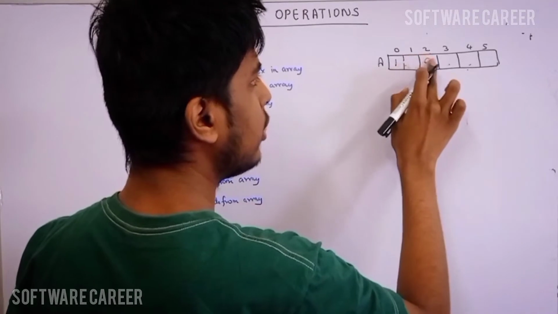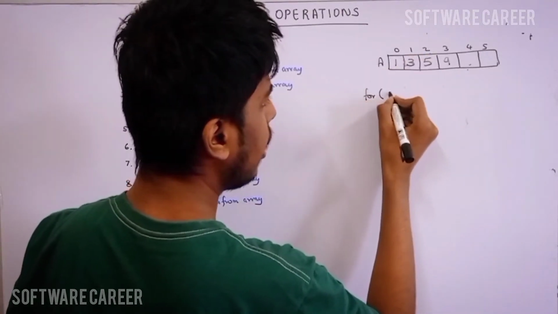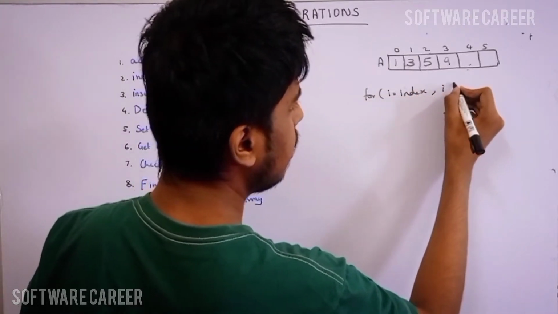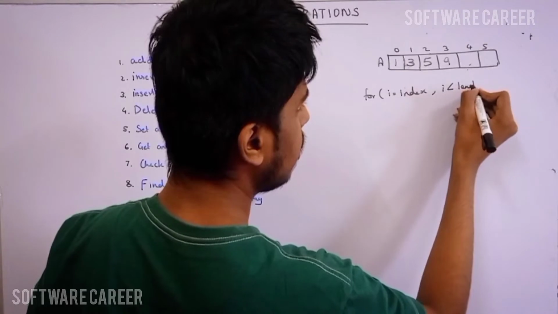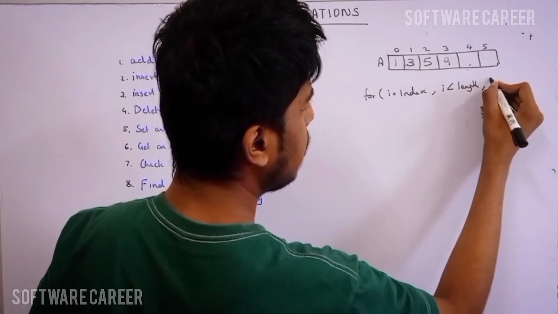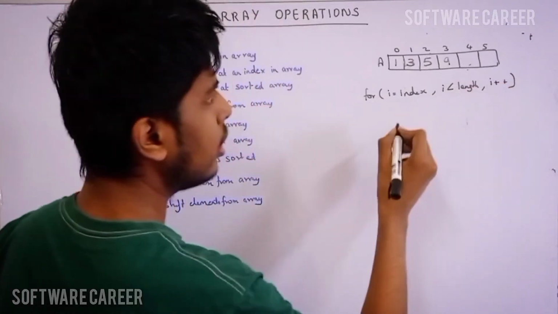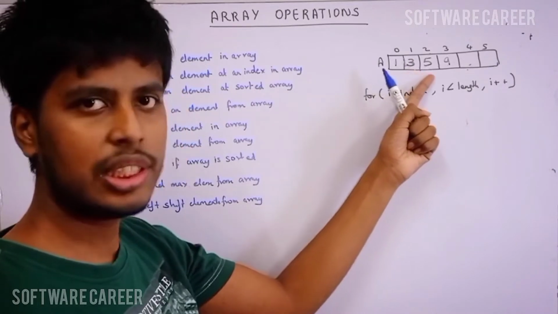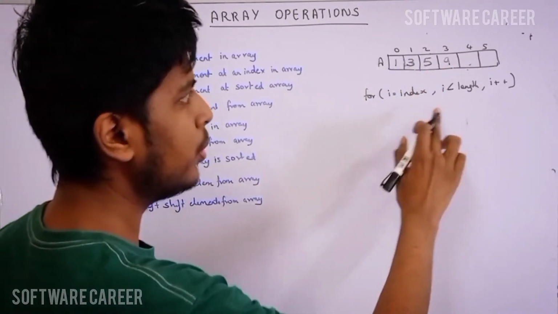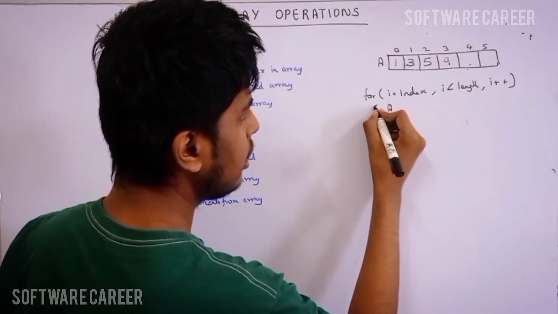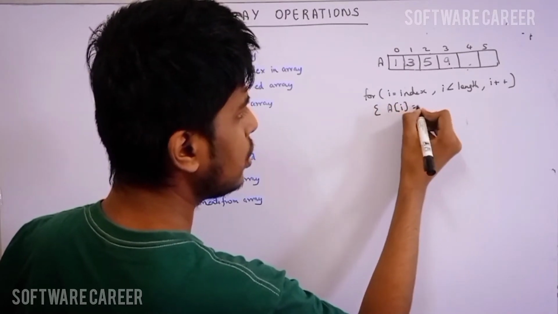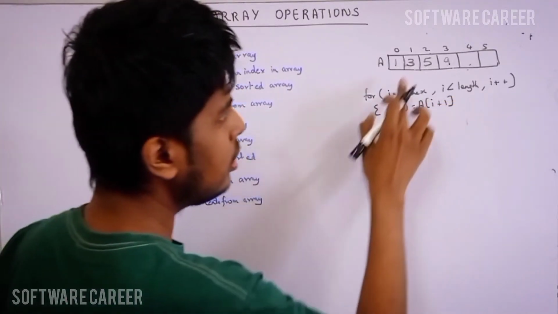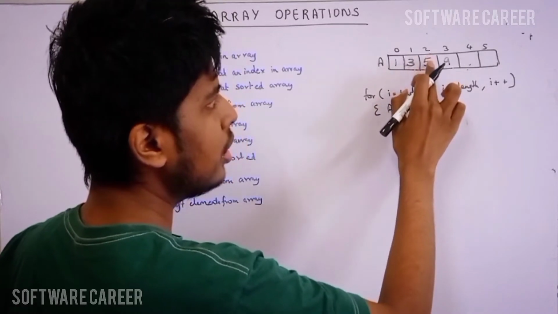Now let's write the code for it. For i equals index, i less than length, i plus plus. Now see, it will start from index 1 and it will travel till this 3. So I am writing this loop. Then inside it I will write a of i equals a of i plus 1. What is this? Now in this index 1 I will put a of 2.